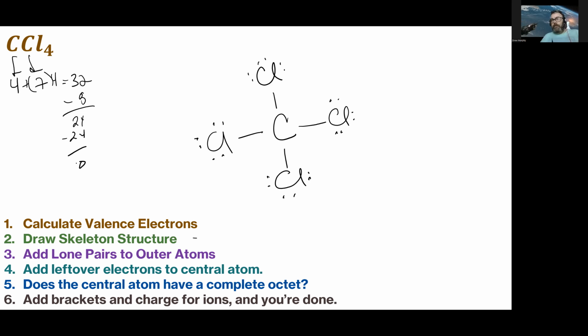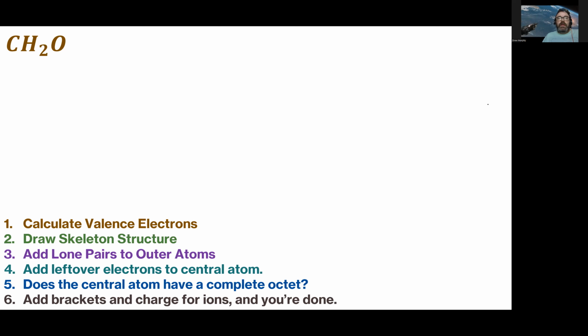All right. Now, double check ourselves. Do we have any leftover electrons? No. That's good. Does our central atom have an octet? Yes. Do all the atoms have an octet? Yes. We don't have an ion, so we're good to go. It's not too terrible. We're going to do the same process for each thing as we go.